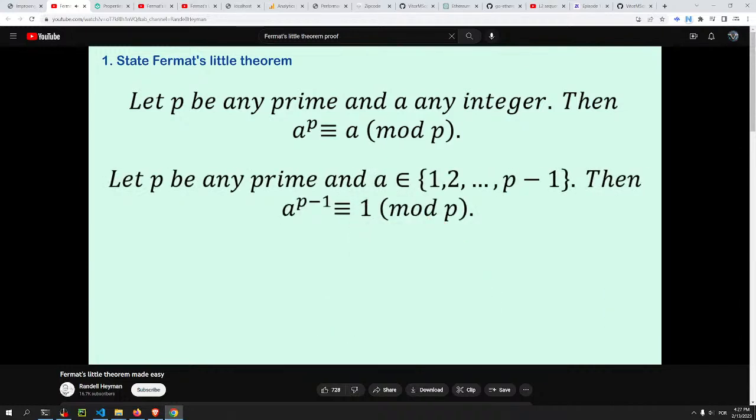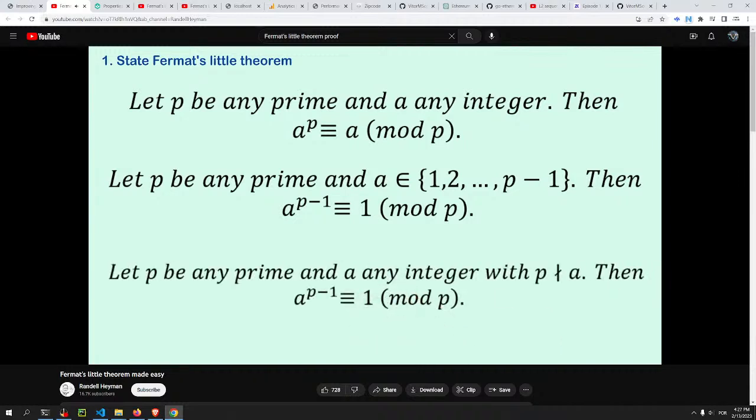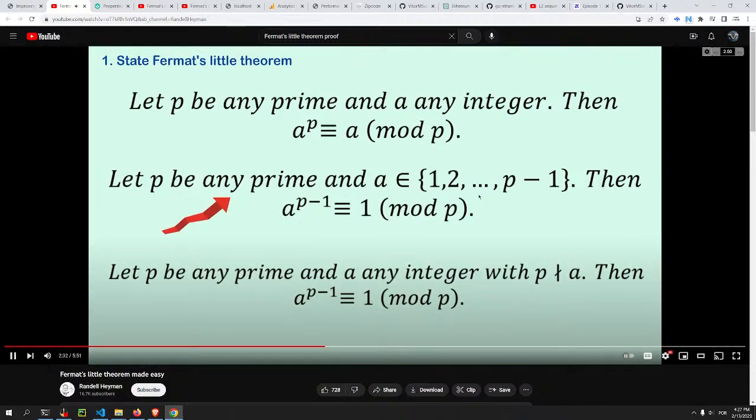Now, the one I did at university was this one. Let p be any prime and a a number between 1 and p minus 1. Then a to the p minus 1 is equivalent to 1 mod p. And the final one that you might see is this. Let p be any prime and a an integer with p not dividing a. Then a to the p minus 1 is congruent to 1 mod p. Now I'm going to use this middle one for most of the solutions for the following problems. So let's go on to question 2.